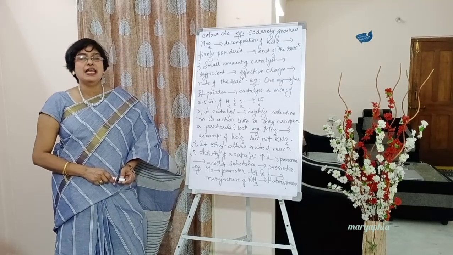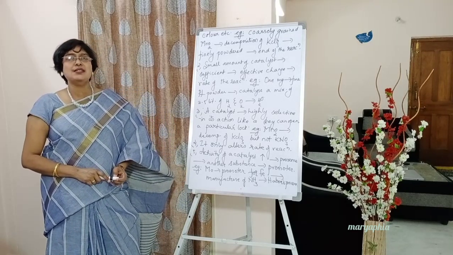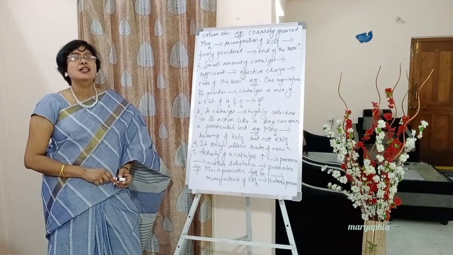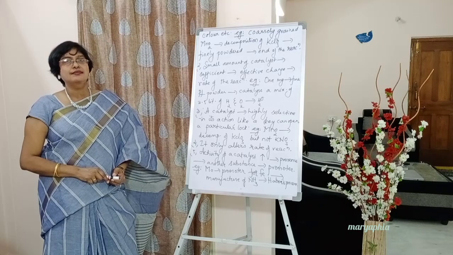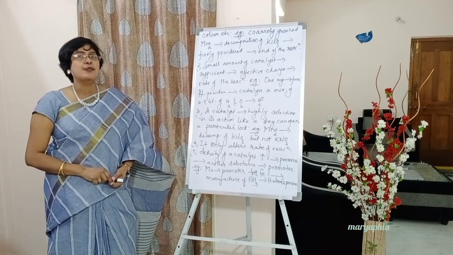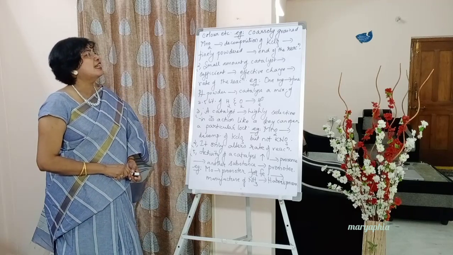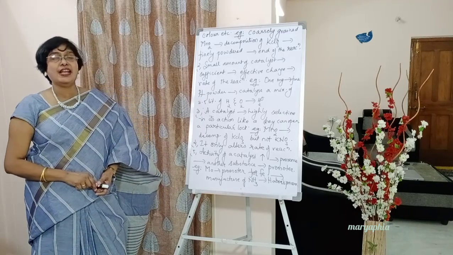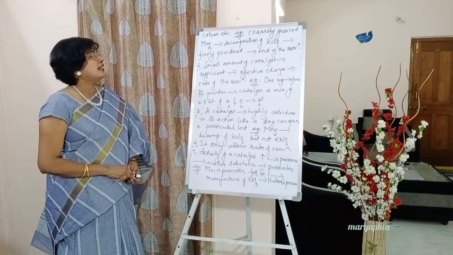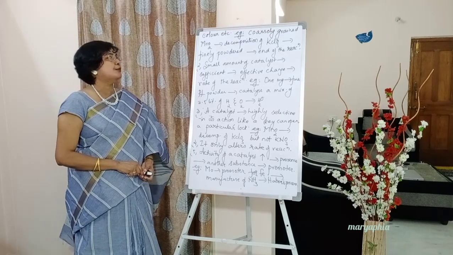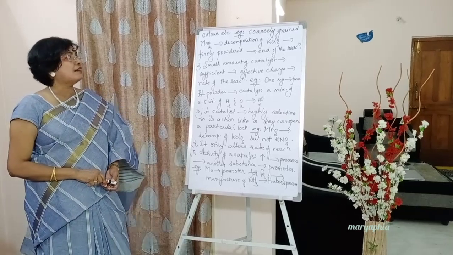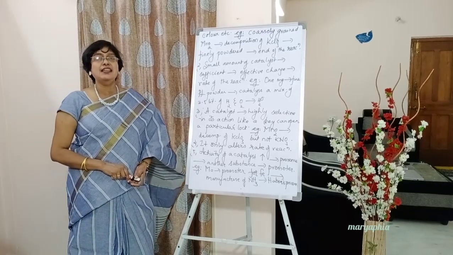coarsely grained MnO2. Do you remember students where this MnO2 is being used? It is the example for positive catalyst. Yes, it is used in the decomposition of KClO3. So in the beginning, how it is? It's coarsely grained. I think you know the meaning of coarsely grained. So coarsely grained MnO2 used in the decomposition of KClO3 is finely powdered at the end of the reaction.